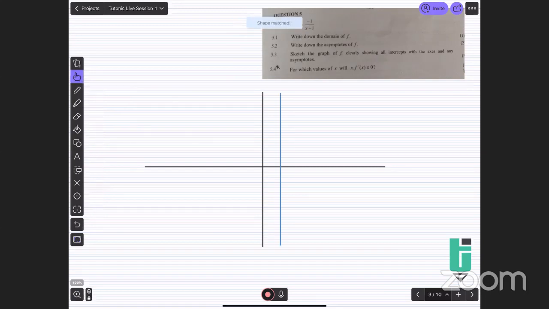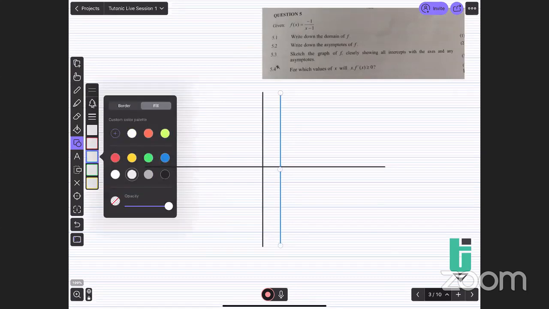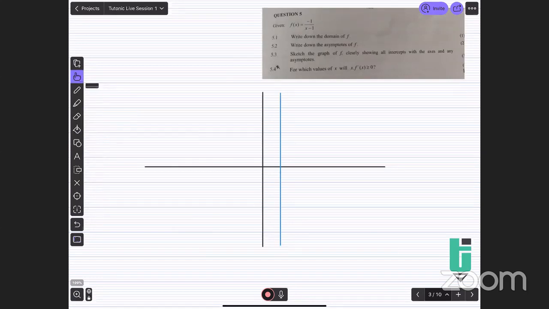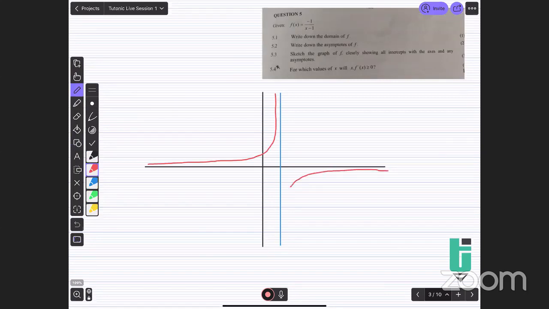Yeah, so it shifted to the right. You guys get the idea. This is the asymptote, right? So it shifted to the right by 1. And is there a vertical shift? No. Great. Okay. So it's going to look something like that. Do you guys agree? Yes. Like that.